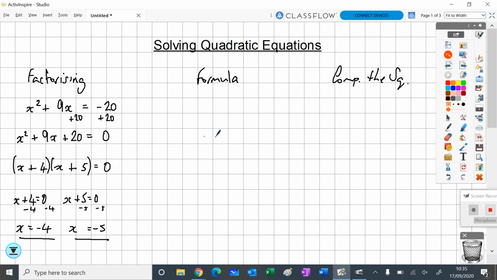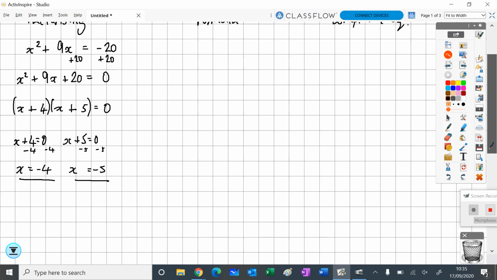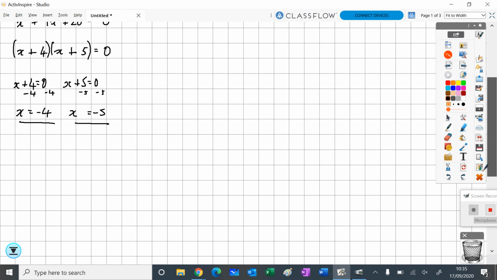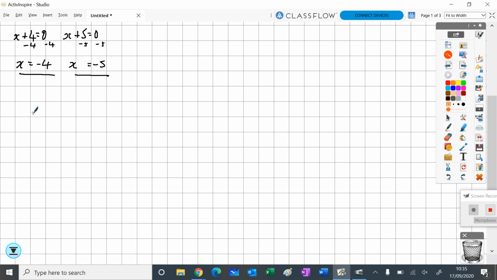That's factorising. I should maybe just mention that within factorising you've also got much easier questions. You've got questions such as x squared plus 3x equals 0. This is easier because it doesn't have a number term. The factorising is much more straightforward. And so we discover that x equals 0 or x plus 3 equals 0. And so x equals 0 or negative 3.